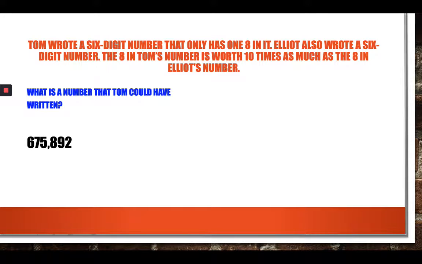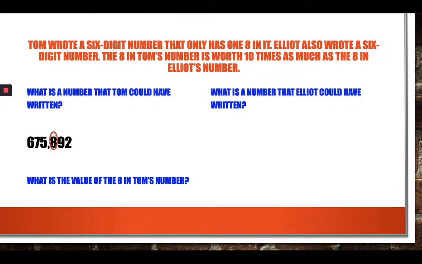So I think Tom wrote 675,892. Could this number be what Tom wrote? Yes, because it is a 6-digit number and it only has one 8. What's the value of the 8 in Tom's number? Correct, 8 hundreds.